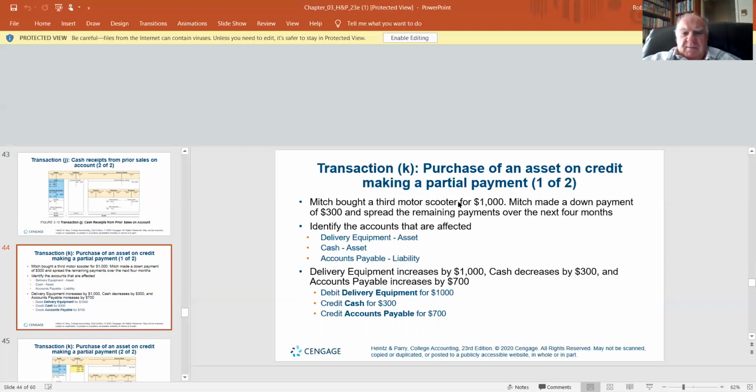And we made a down payment of $300. Well, that means we wrote a check for $300. But now we agreed, the supplier, rather, the sales guy who sold it to us, agrees we can pay the guy in the future. That is the difference of $700. That's the liability. We're going to debit delivery equipment for $1,000. We're going to reduce cash with the credit, and we're going to increase accounts payable, which has that credit balance. And here we go.